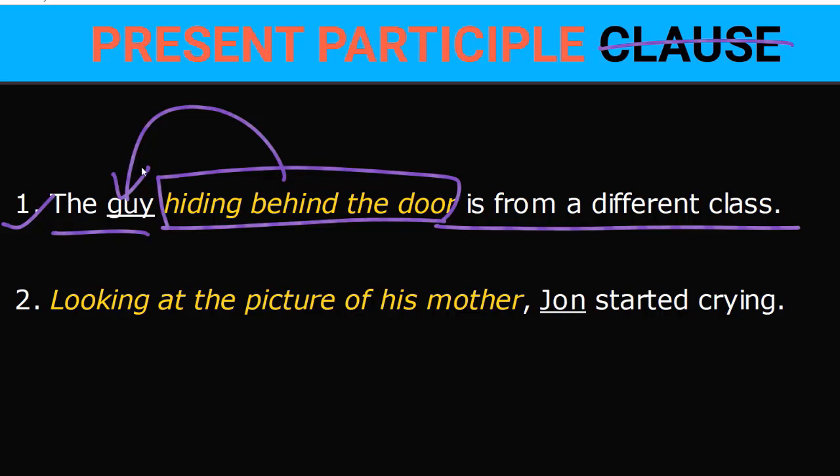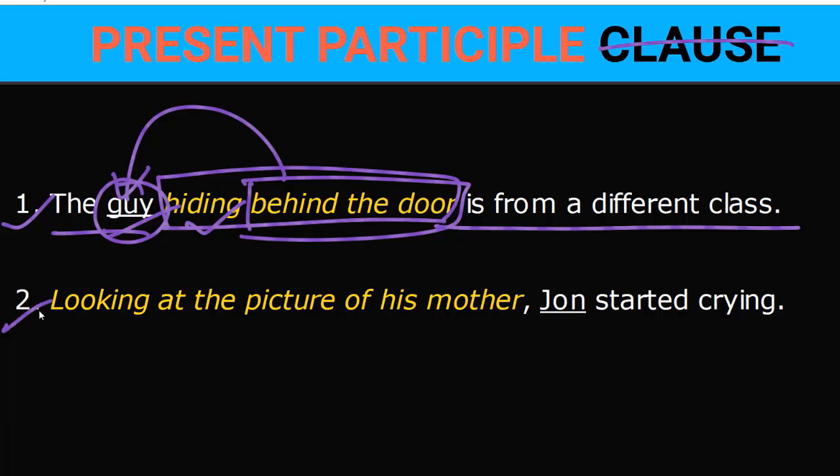So we are talking about a specific guy who is hiding behind the door. That is the guy we're talking about. So hiding behind the door is a present participle phrase that is helping us understand which guy the speaker is referring to. It starts with the present participle hiding and is followed by the prepositional phrase behind the door. It's working like an adjective, giving information about the noun guy. Which guy? Hiding behind the door.